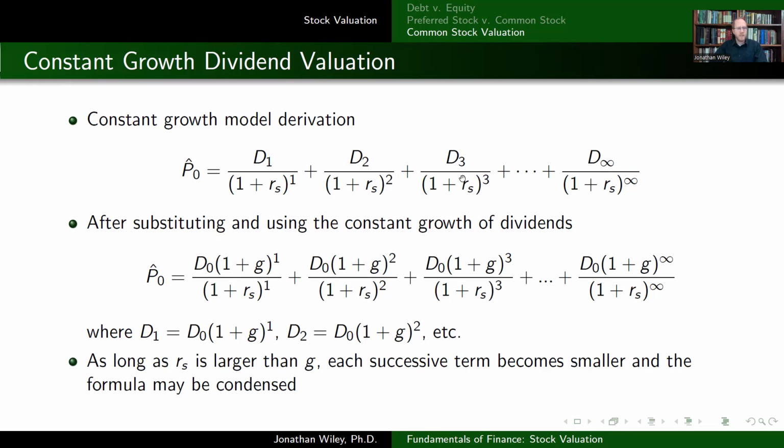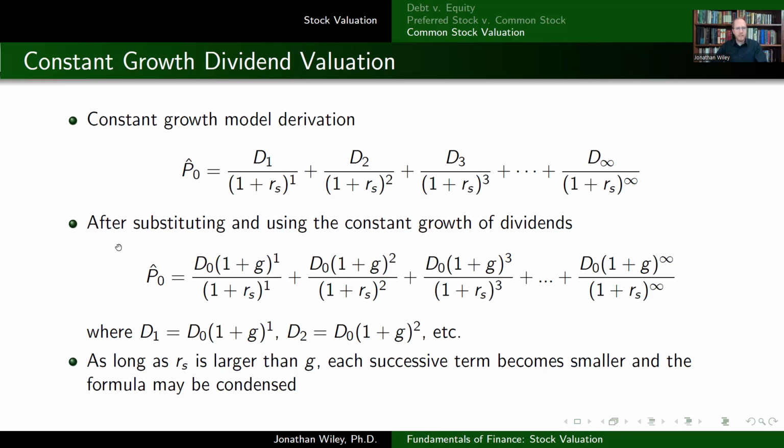So I'm finding the present value of each dividend. And I would just keep going until I got infinitely far out into the future for the dividends. I find the present value of each dividend, add it all up. This would be my expected price or value of the stock. Now, I'm going to make things look worse before I make things look better. So let's substitute.